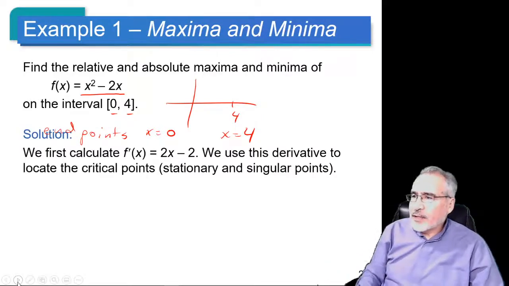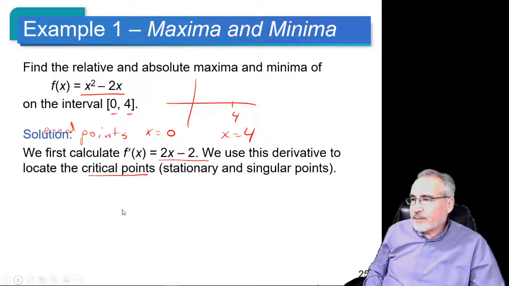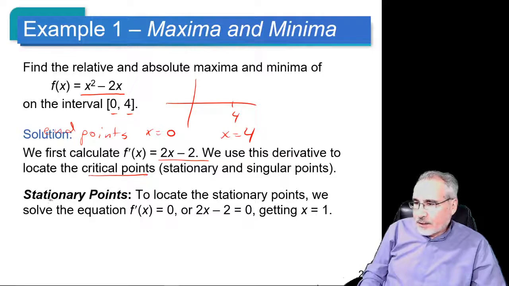I forgot, this one just kind of goes. So first we take its derivative. The 2 comes down, we get 2x, and then the derivative of x is 1, so the 1 times -2 is -2. So here's our derivative. To locate the critical points, notice there will not be any singular points because there's no place where this derivative is undefined. This derivative has a domain of all real numbers. The stationary points are where it's equal to 0. Set it equal to 0, solve for x, and we get one value at x equals 1.